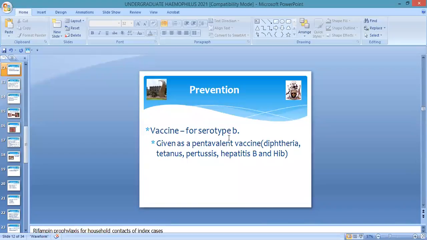So sometimes when you have individuals who are infected with Haemophilus influenzae, especially in a household, they are usually given rifampin, which is a prophylaxis, okay, to, of course, household contacts. This is for index cases, okay. So this is just given to contacts as a prophylaxis.